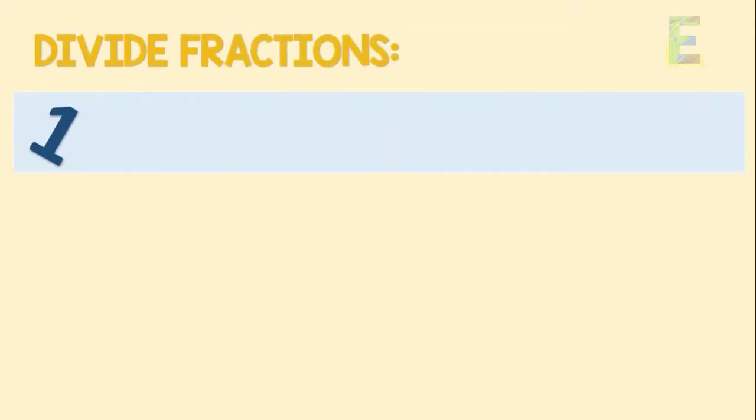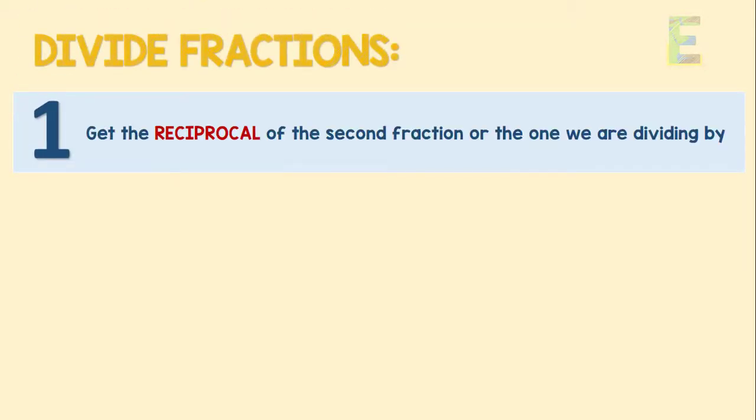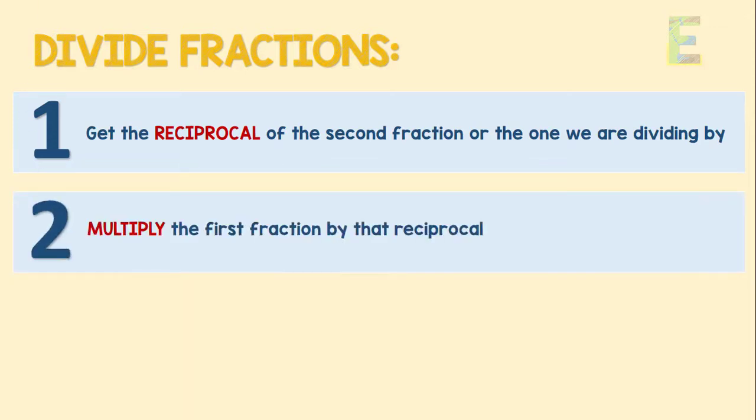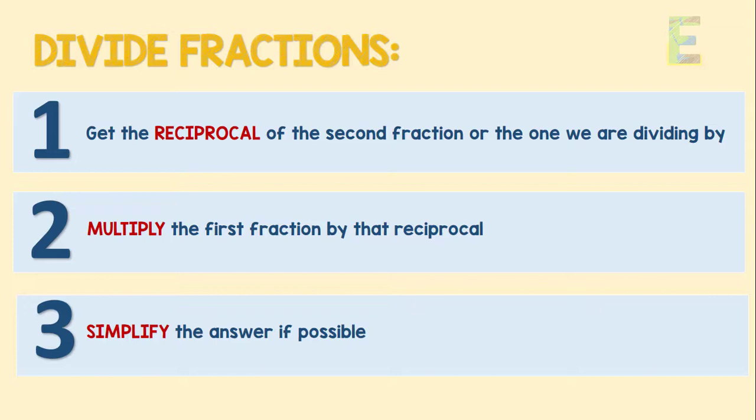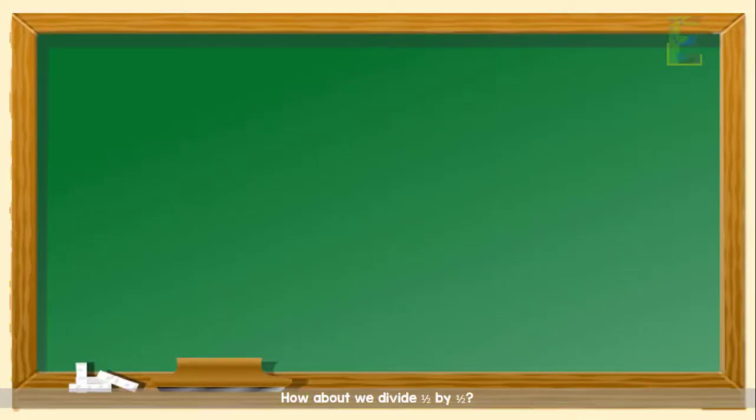So again, to divide fractions, the first step is to get the reciprocal of the second fraction, or the one we are dividing by. The second step is to multiply the first fraction by the reciprocal, and then the third step is to simplify the answer if possible. Now let's have another example. How about we divide 1/2 by 1/2?